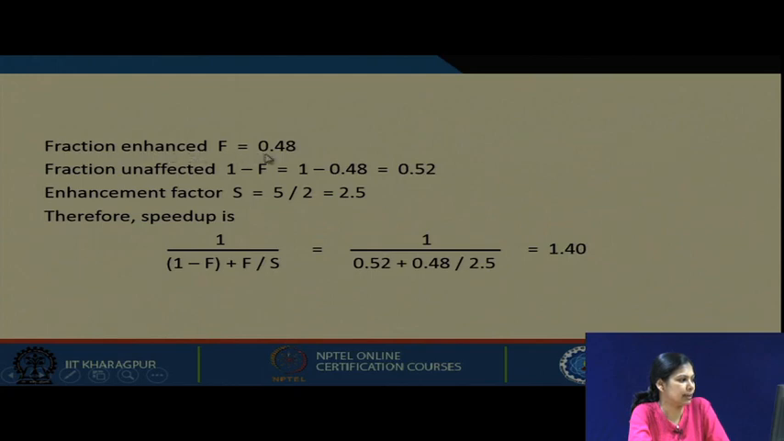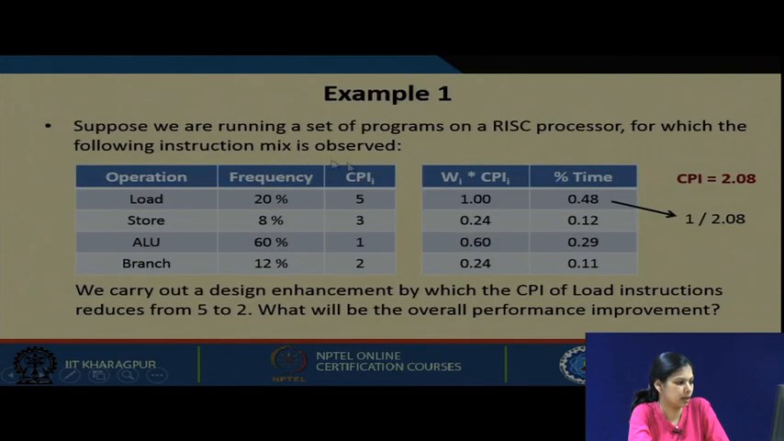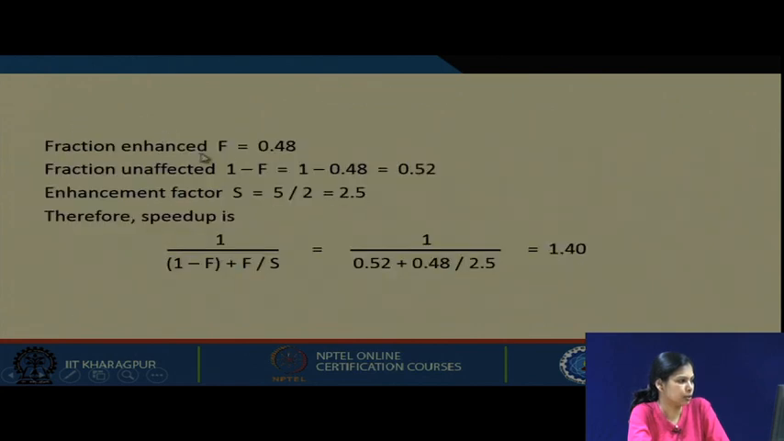So the fraction enhanced f is 0.48. We are reducing from 5 to 2, so the fraction which we can actually enhance is 0.48, and the unaffected portion will be 1 minus f, which is 0.52. If f is this and 1 minus f is 0.52, what will be s? Earlier it was 5, now it has become 2. So this speedup will be old divided by new, which comes to 2.5. If we put it in the formula 1 minus f plus f by s, we get 1.40. Therefore the speedup will be 1.40 with that enhancement.